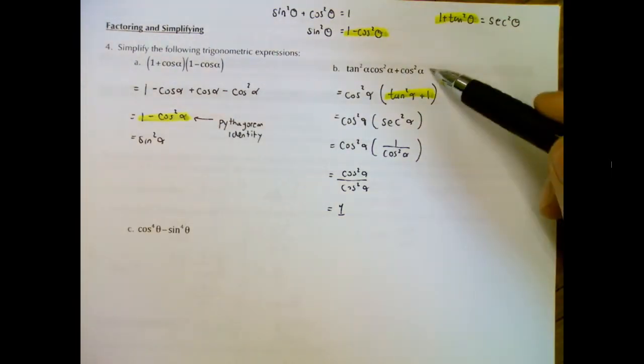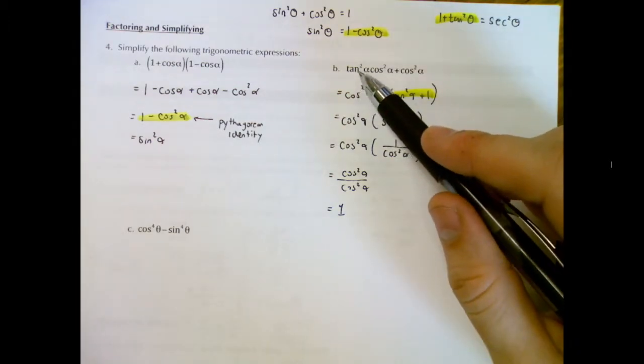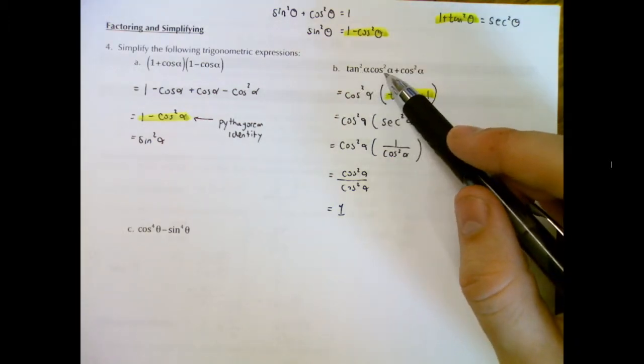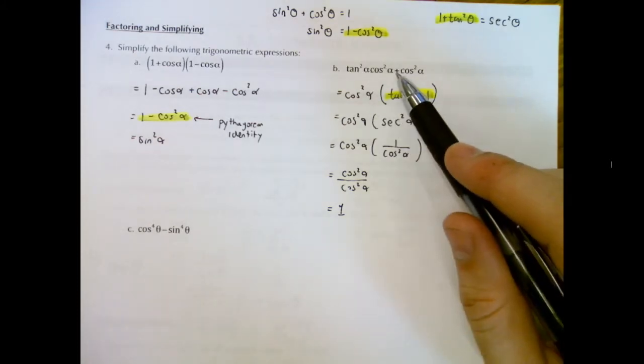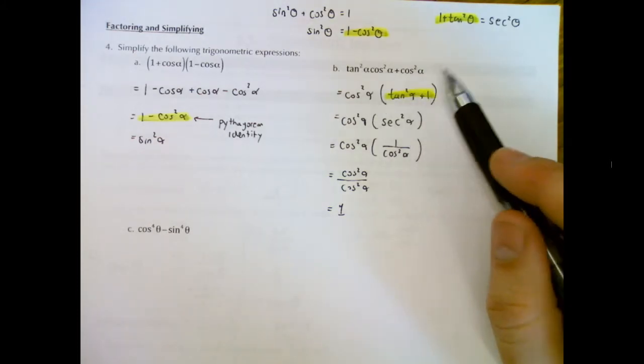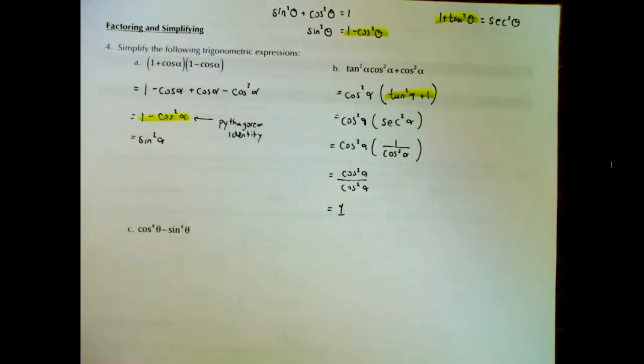There's another way that we could have done this too, and it's using the fact that tan is sine over cos, and then multiplying sine over cos by cos. Simplifying, we'd get sine squared alpha plus cos squared alpha, and that's the Pythagorean identity, and we could say it also equals 1. But I wanted to show you a common factoring strategy as well.